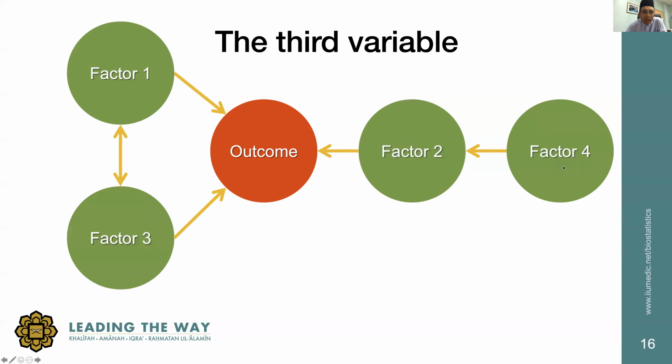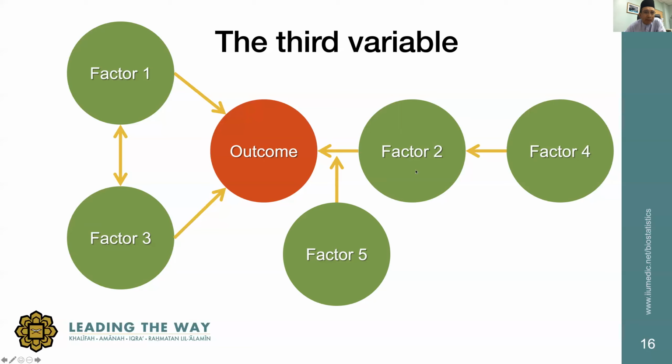And here you have another factor 4, that is also indirectly related to the outcome. Indirectly, why? Factor 4 affects the outcome through factor 2. And we can also have this situation where factor 5 is not affecting factor 2 or the outcome directly, but factor 5 affects the relationship instead. Okay, so this is a kind of third variable. The third variable can be like factor 3 or factor 2 or factor 5. These are the third variables.